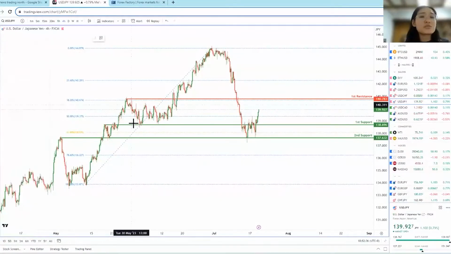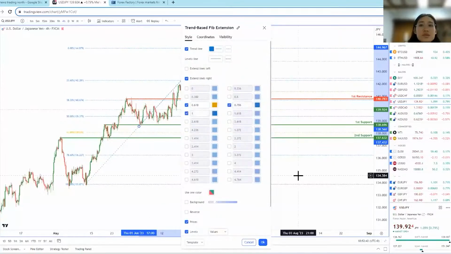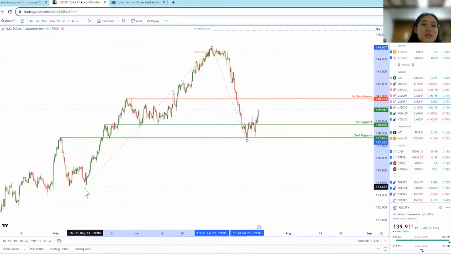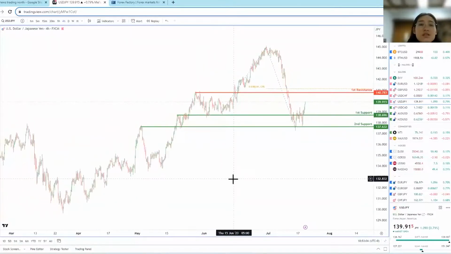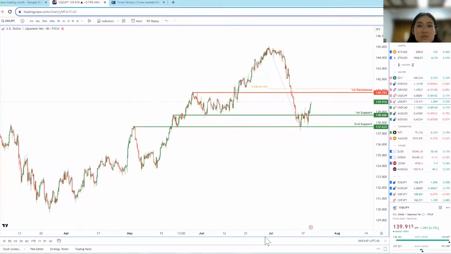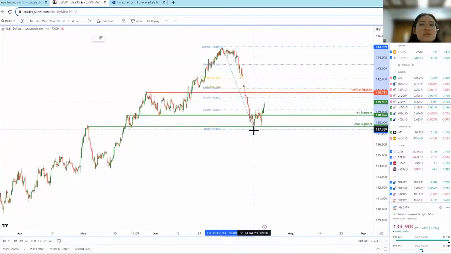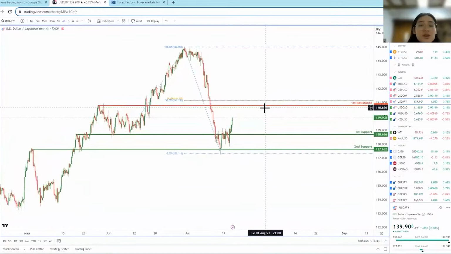I'm gonna pull up my projection. Okay, my 61.8 lines up with my first resistance, so I'm just gonna keep that. Okay, and then, I guess my 50% also lines up with my first resistance, so I'll just keep that. Okay, I think that's all that we have.